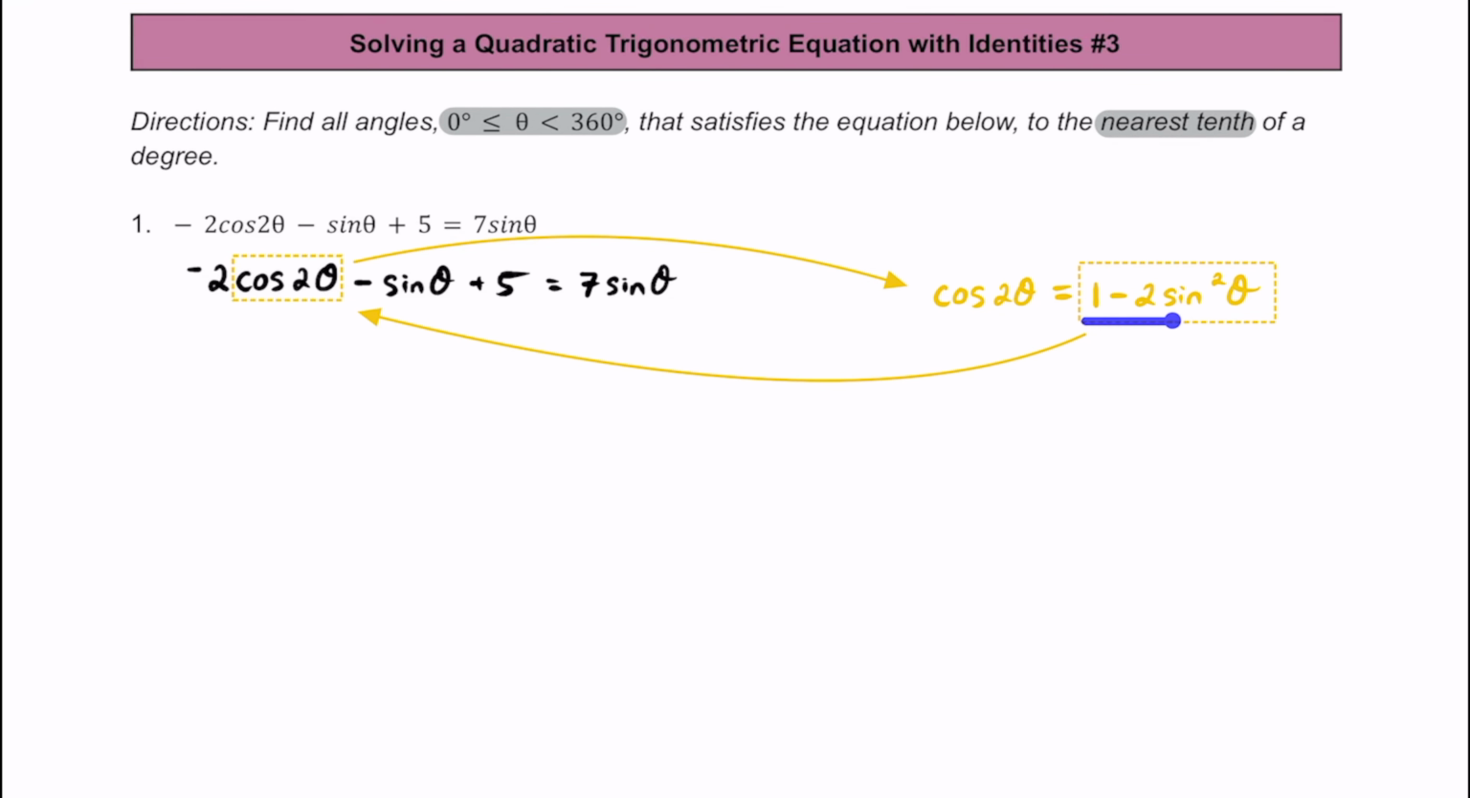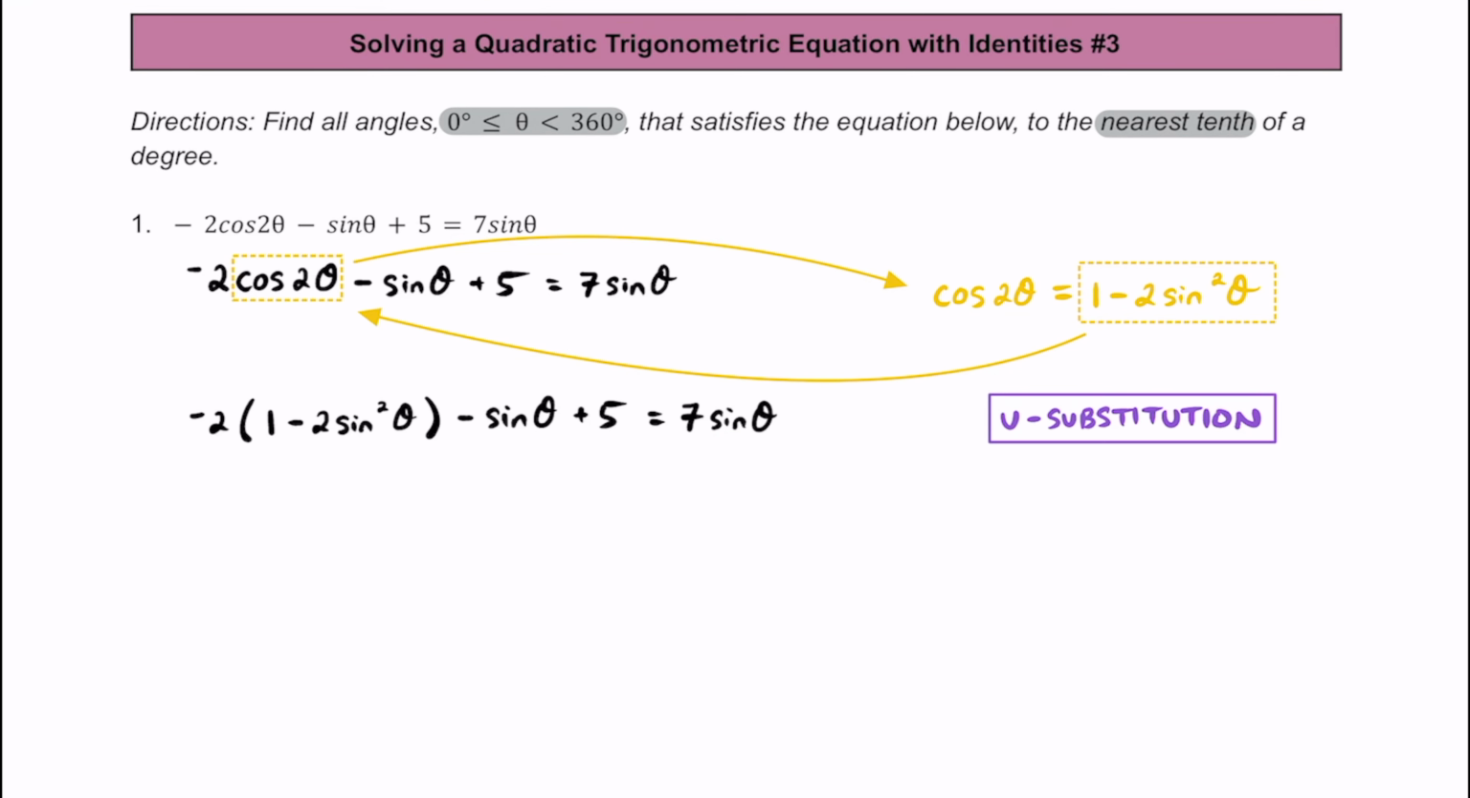Subbing in that 1 minus 2 times sine squared of theta in for that cosine of 2 theta, we're going to go ahead and write that we have -2 multiplied by 1 minus 2 times sine squared of theta. Go ahead and make that substitution. Then we're going to have minus sine of theta plus 5. And on the right side, that's just going to equal that 7 times sine of theta that we haven't done anything with yet. Notice how we only have our sine function throughout this equation, so that's kind of nice.